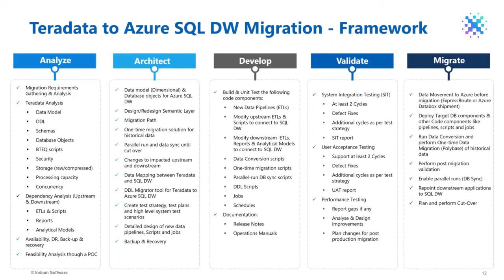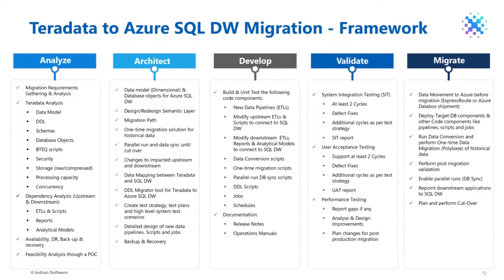Then we perform dependency analysis specifically on upstream and downstream apps that connect to this Teradata database, which includes ETLs and scripts, reporting, analytical models, etc. We also analyze the availability requirements, disaster recovery requirements, and backup and recovery. And then if required, perform a feasibility analysis if the target DB is something new. In this case, you could do a small POC to ensure the data conversion aspects of it.